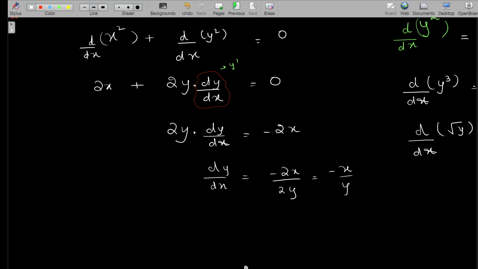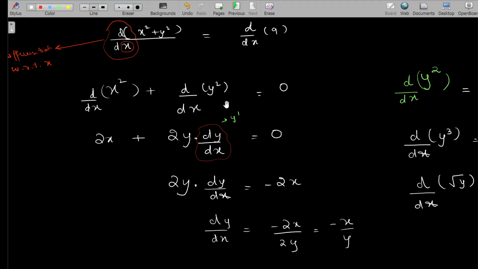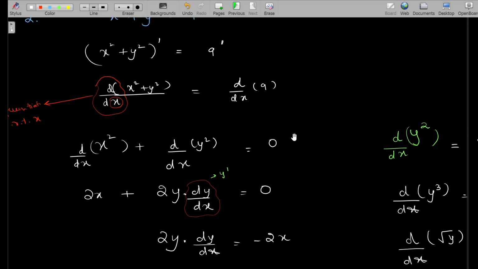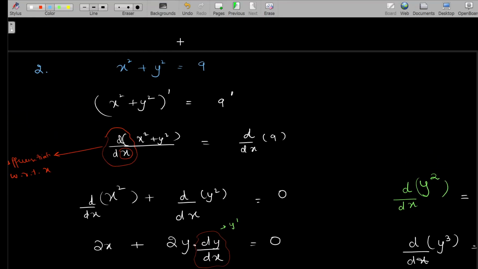Okay, now Anika, in the same question you can also be asked to find the equation of the tangent line. You remember the questions in which we used to find the equation of the tangent line? Okay, so let's do this question. We have to find the equation of the tangent line to this function at the point 2 comma root 5.